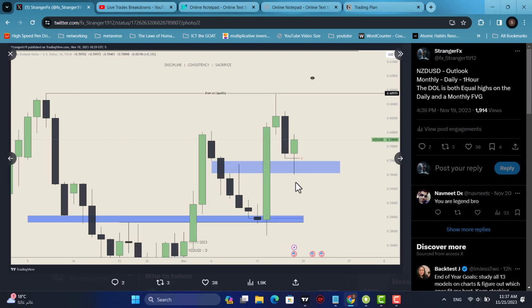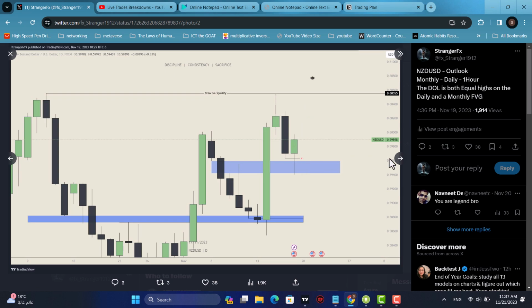So as you can see here, this fair value gap offered resistance and then price went through it. And one more time, it offered support. As you can see, it is in the right context, just like we discussed in our previous video. It is in the right context, so it worked.